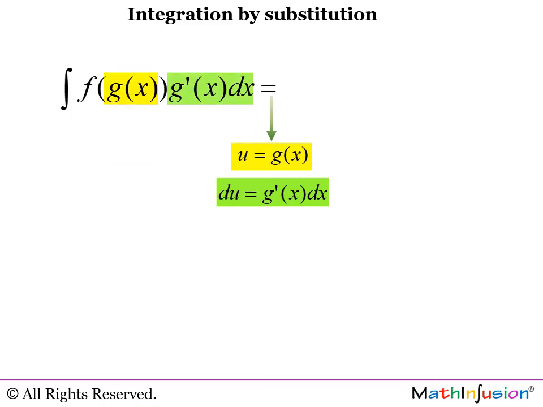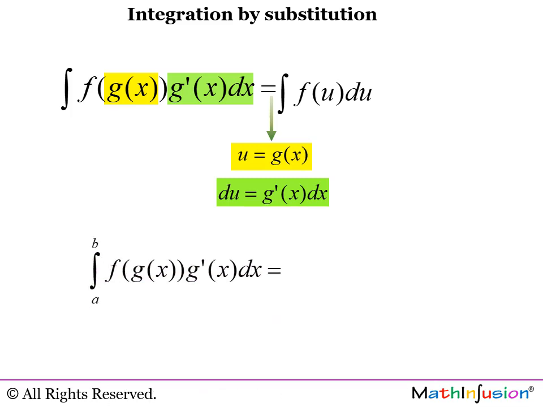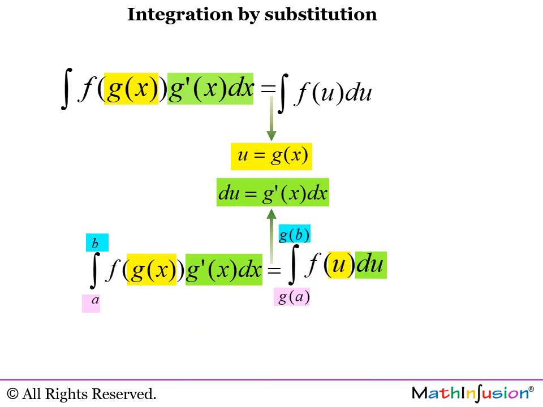Now we can go and substitute everything, and we get that this is the integral of f of u du. And since f is just a simple function, that it's not composite anymore, we can just go ahead and find the antiderivative. In the case of the definite integral, we do exactly as before, but in addition, we have to translate the limits of the integration to the new variable u. So instead of a, we are going to have g of a, and instead of b, we are going to have g of b.